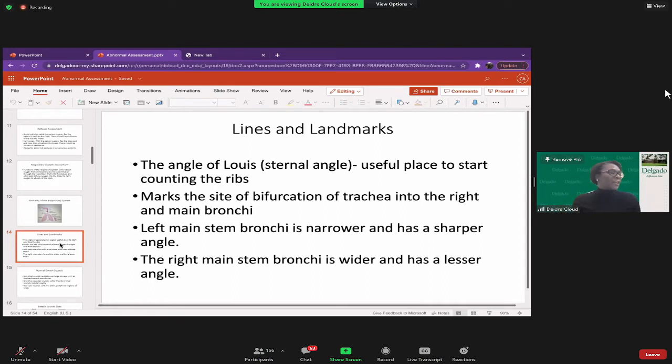Why does the left side have 2 lobes, you think? Because of the heart. It's smaller. Because the heart is positioned there. That is correct. So it makes a difference in your assessment, right? Yes. Because the left side only has 2 lobes.